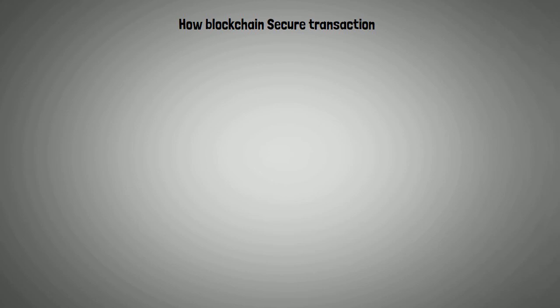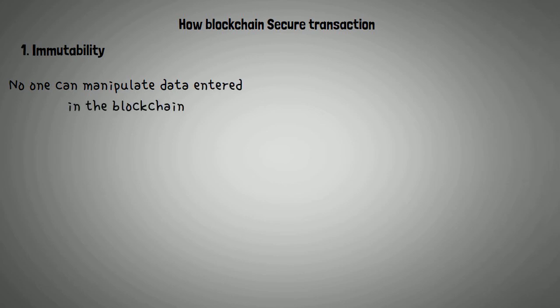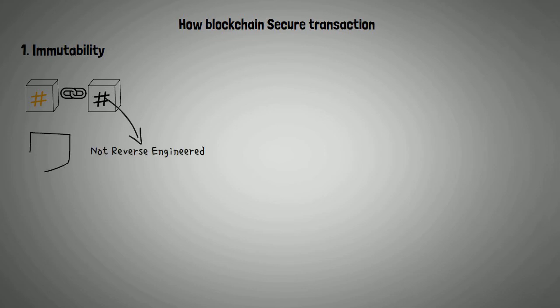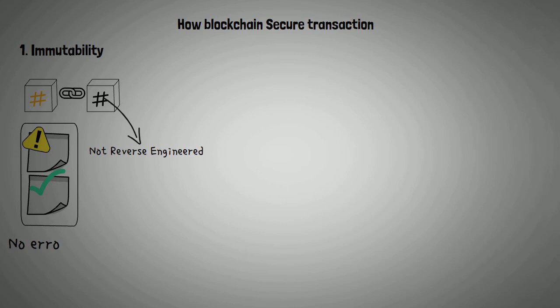The first one is immutability. Immutability in blockchain means no one can manipulate data entered in the blockchain. It's because every block has a unique hash code and another referencing the previous block. The cryptographic hash codes cannot be reverse engineered. In case a transaction data has an error, you can enter a new record for correction. In this case, it will show both the records. Therefore, there's no chance of errors or double entry.